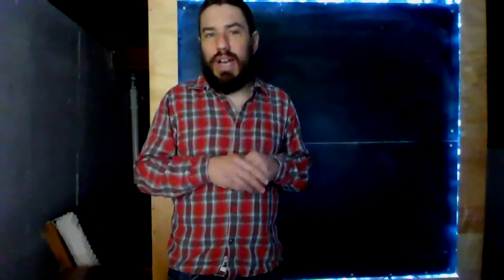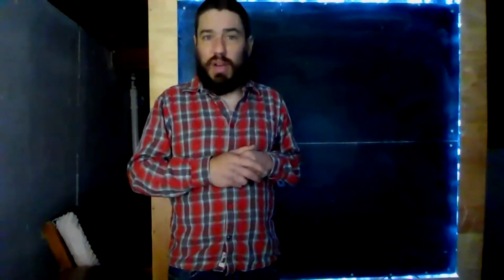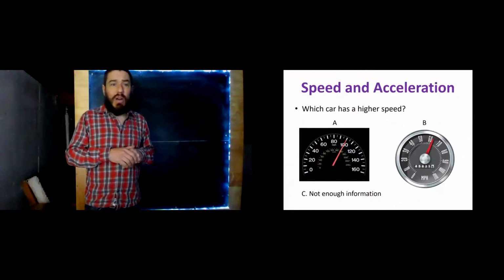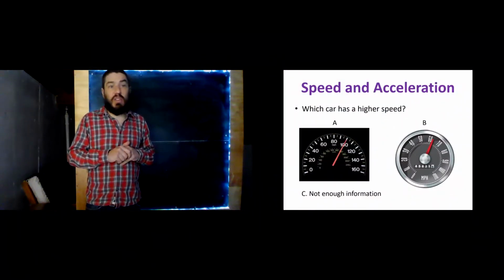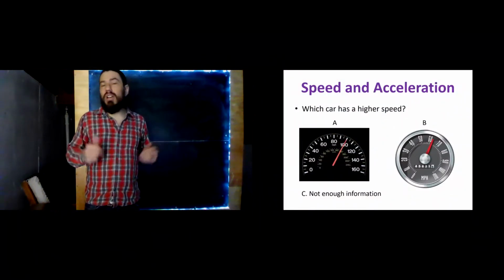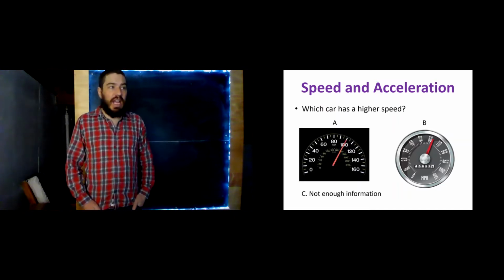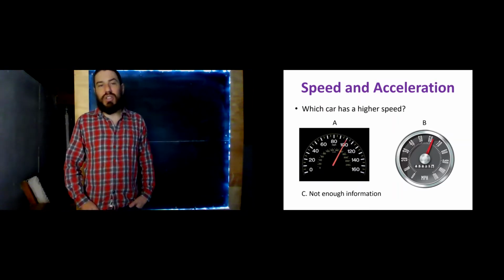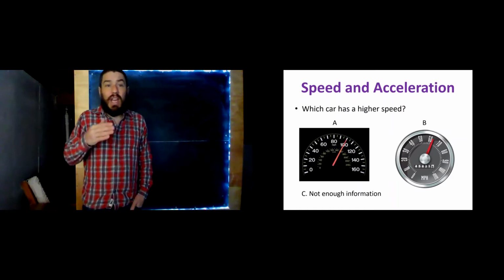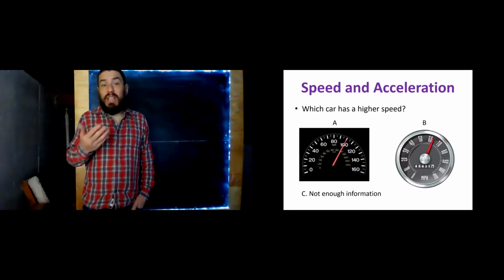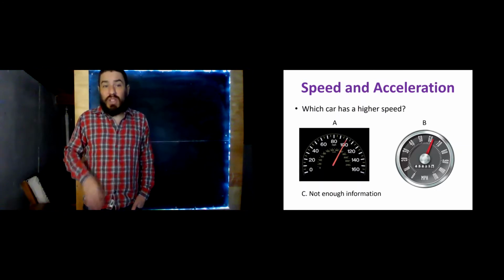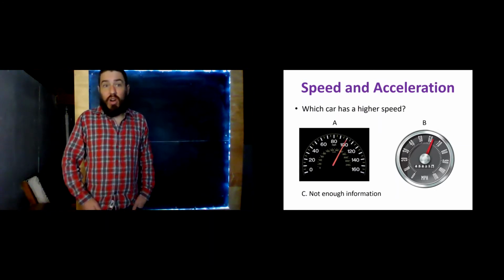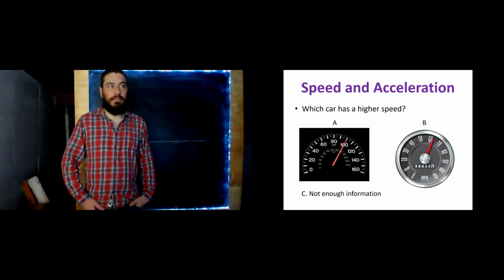To start off with, let's just think about your prior knowledge. Let's try and figure out where you're at. Here's a question for you. Look at the PowerPoint, and I have two speedometers here. Which car is at a higher speed? Is it car A? Is it car B? Or is there just not enough information? When I ask you these questions, go ahead and pause the video, make a decision, and then once you've decided on your answer, hit go, and we'll talk about it.